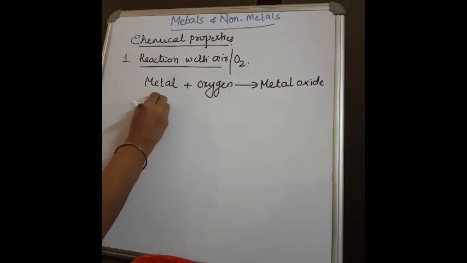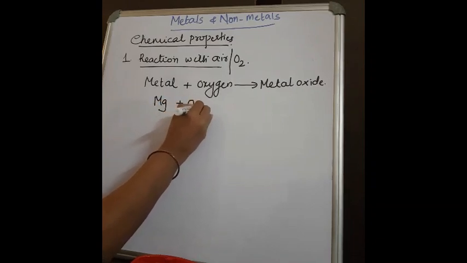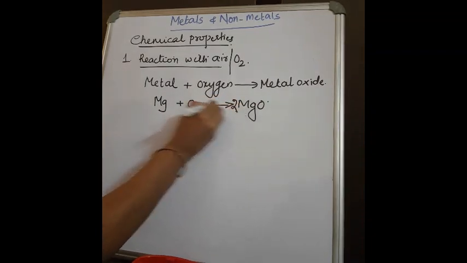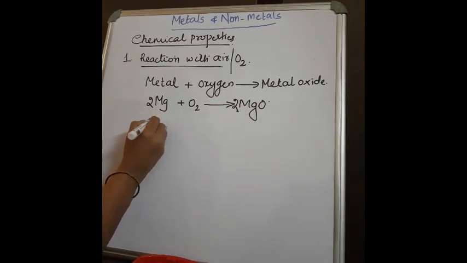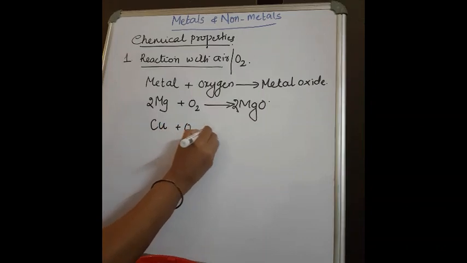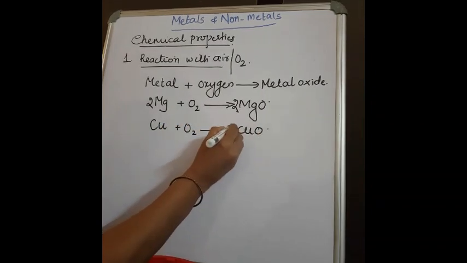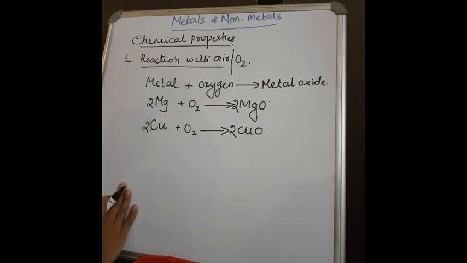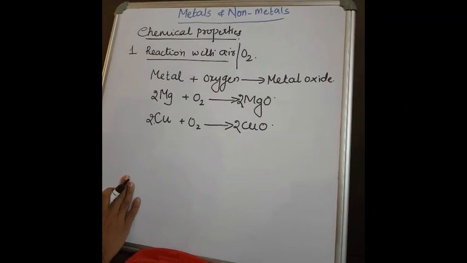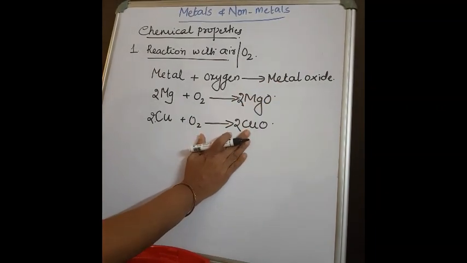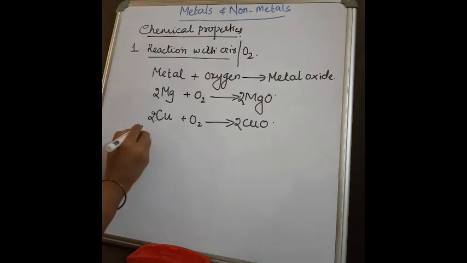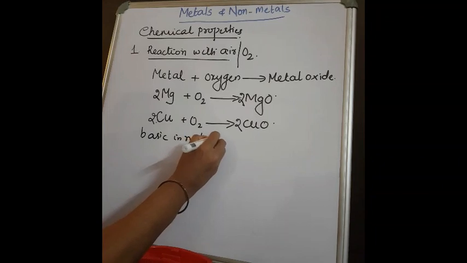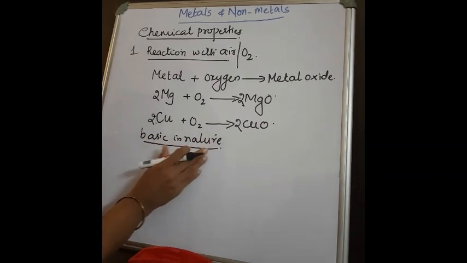For example, we have studied this. Magnesium plus oxygen will give you magnesium oxide. Then next, copper plus oxygen will give you copper oxide. These two reactions we have studied earlier, in the last chapter. Now, coming to metal oxides, they are normally basic in nature. So, what do you mean by this basic in nature?